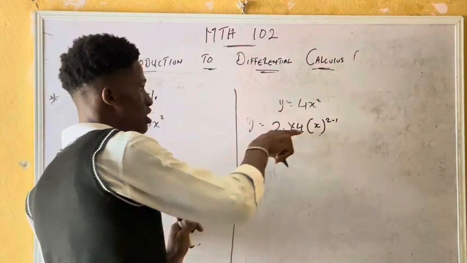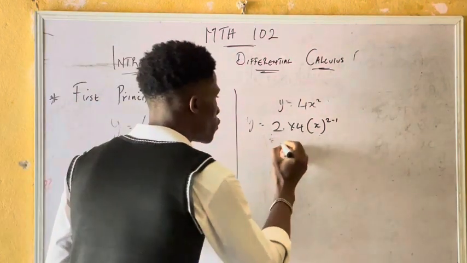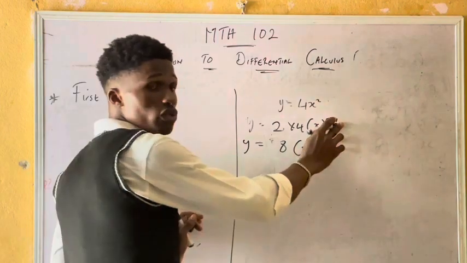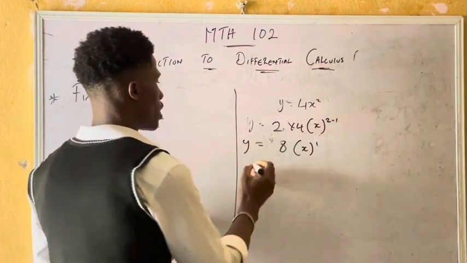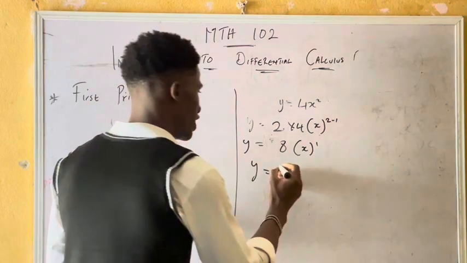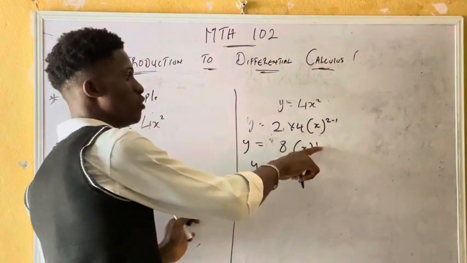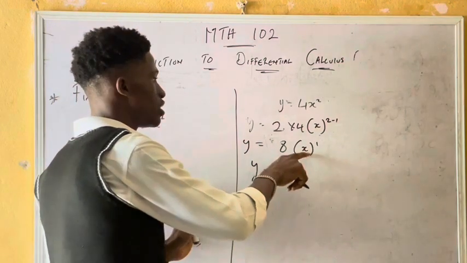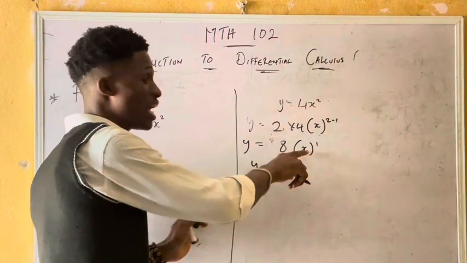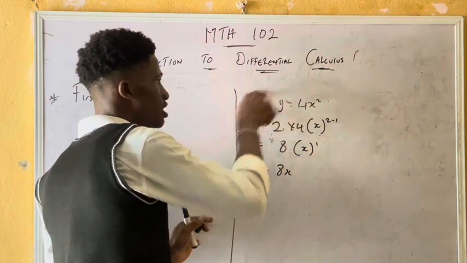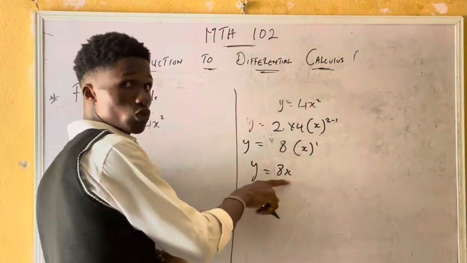This is 2, this is 4, 2 times 4. We say 2 times 4 will give us what? 8. 2 minus 1 will give us what? 1. So we are saying that mathematically y is equal to 8x. This is power of 1. Anything raised to the power of 1 is that same thing. So x raised to the power of 1 is equal to x. So if we differentiate this, we'll be having 8x.